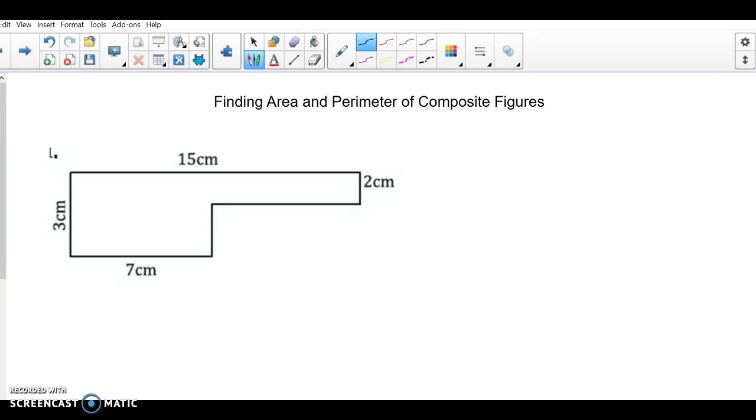All right, so now I'd like you guys to try this one on your own. So now you can see we have what appears to be a very funky L-shaped figure. So I want you to calculate the area and the perimeter of this figure.